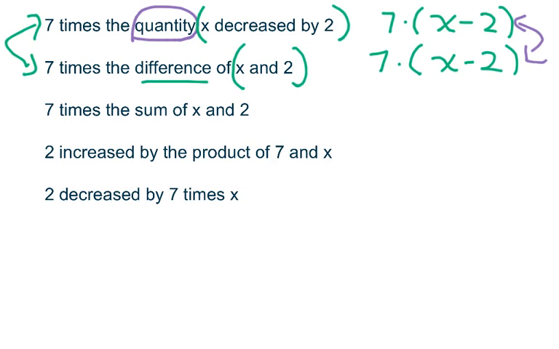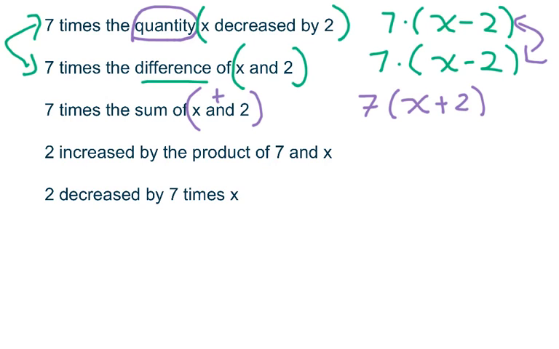7 times the sum of means basically we're going to put these two together. Sum means plus, addition, so that's 7 times the sum. So the sum is x and, means plus, 2.